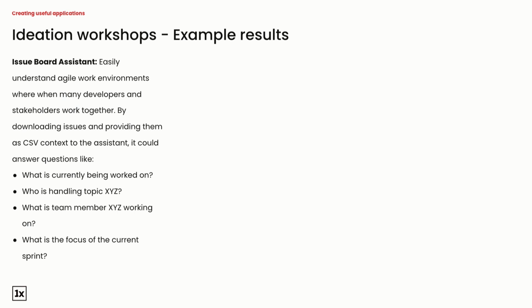But if you download all the stuff and stick it into a model, you can just ask the questions that stakeholders, especially at higher levels, always have. Who's working on this? When is this finished? Has this been started? What's the focus of the current sprint? All this information is not graspable, even though when you have the correct login and know how to use a board. So that was a really good one.